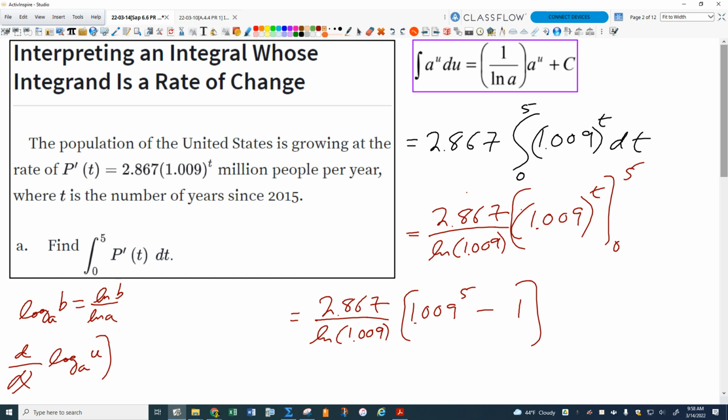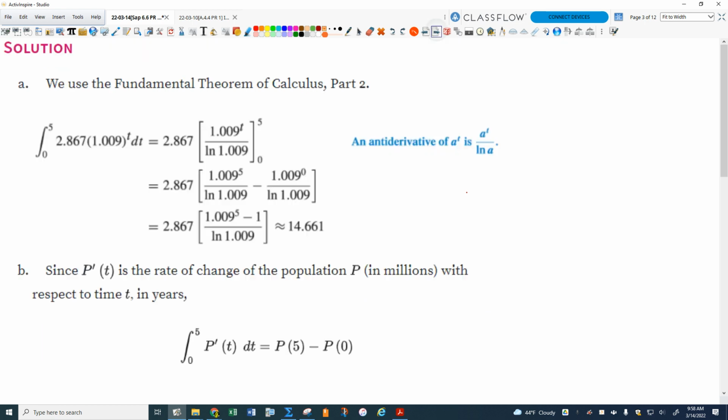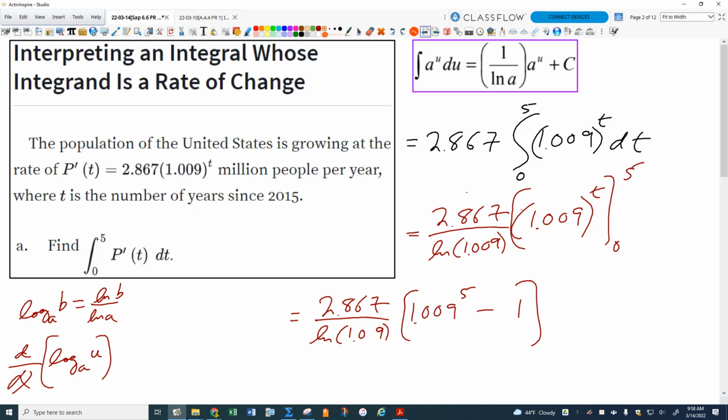So how do we interpret our answer then? That was about, what was it again? I can't even remember. 14.661. There you go. So that's going to be the change in P, not P prime, right? It'd be the equivalent of displacement, but for a population function. And this is in millions of people. So the U.S. population has grown over those 5 years by that many million people according to this model.